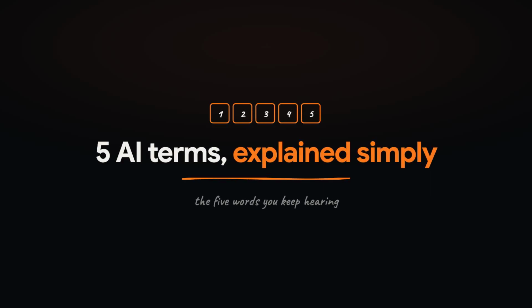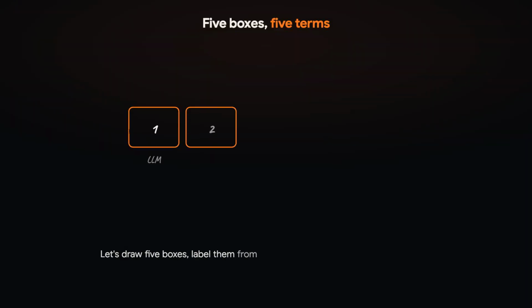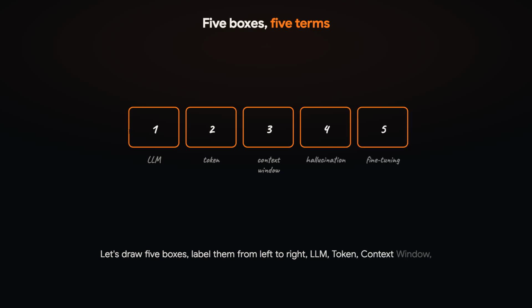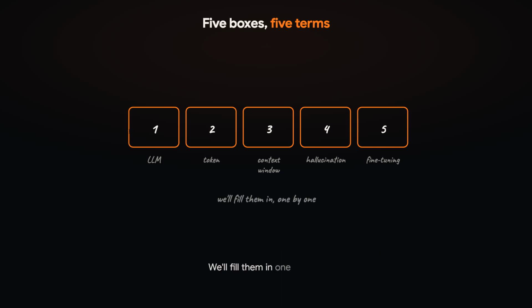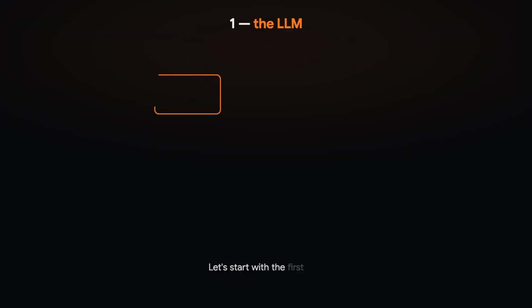Let's understand 5 AI terms that you hear almost everywhere, but that often aren't explained very clearly. Let's draw 5 boxes. Label them from left to right. LLM, token, context window, hallucination, fine-tuning. We'll fill them in one by one. Let's start with the first box.